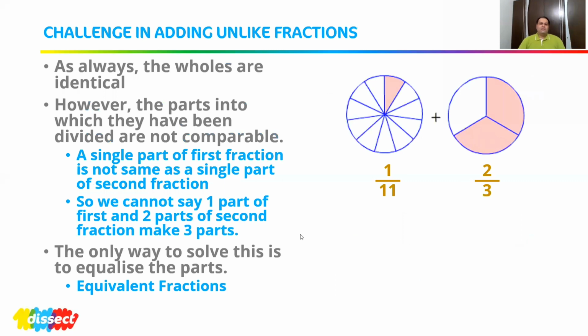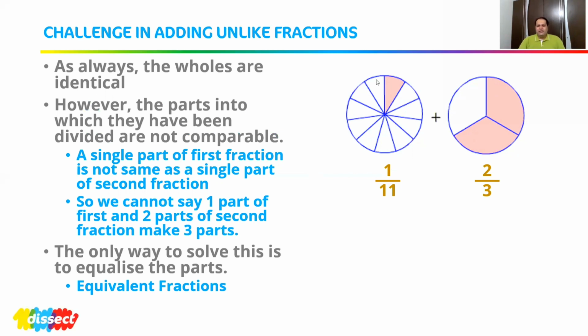So what do we mean by unlike fraction? We understood that when denominators are not the same, it is an unlike fraction. And we also saw that the size of one piece of an unlike fraction, when compared to one piece of a different unlike fraction, will not match. So here is a very exaggerated example. If I want to do 1 by 11 plus 2 by 3, now here one piece size is very small. Here one piece size is very large. I cannot say I have 3 parts out of 14. That is not possible, right?